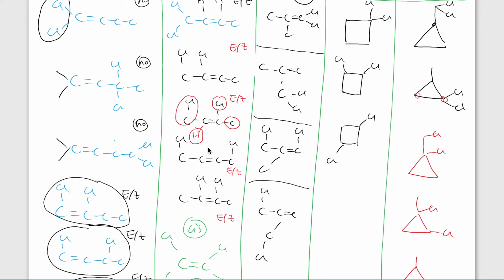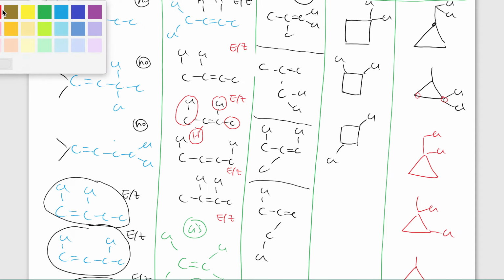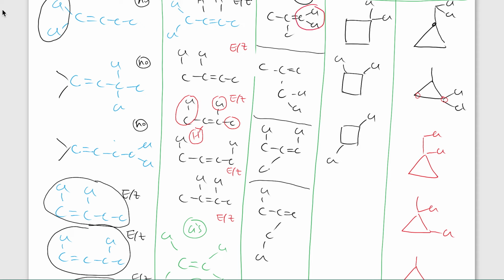Yeah, so there's actually only one, because this one has 2 Cl on the same side, so there's no geometric isomer. This one, 2 hydrogen on the same side, definitely no geometric isomer. This one, you definitely have a geometric isomer. So there's only one of them.